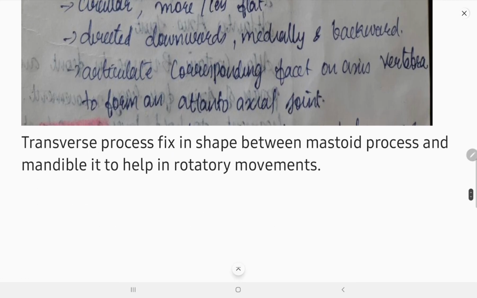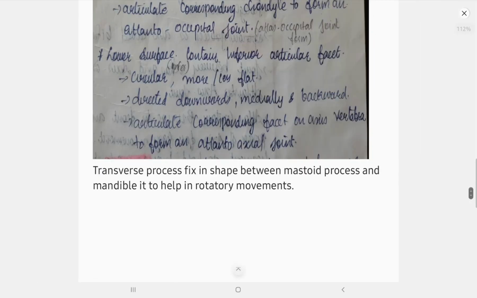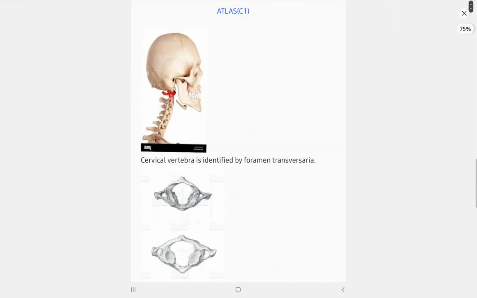The next last point: the transverse process is fixed in shape between the mastoid process and the mandible to help the rotatory motion. I will explain more about the skull in further classes, so I can show how the transverse process is related to the mastoid process and the mandible in rotatory movements. So these are all the ideas about the atlas.